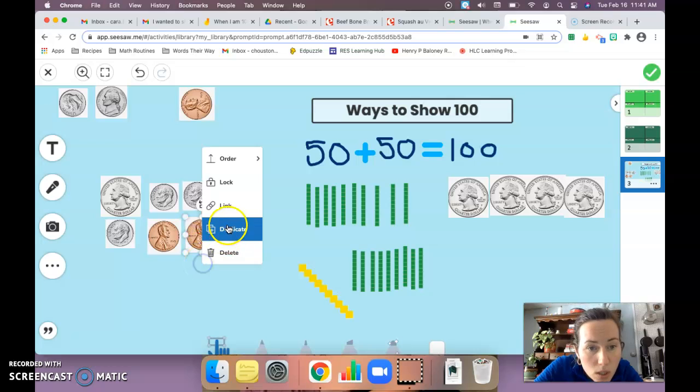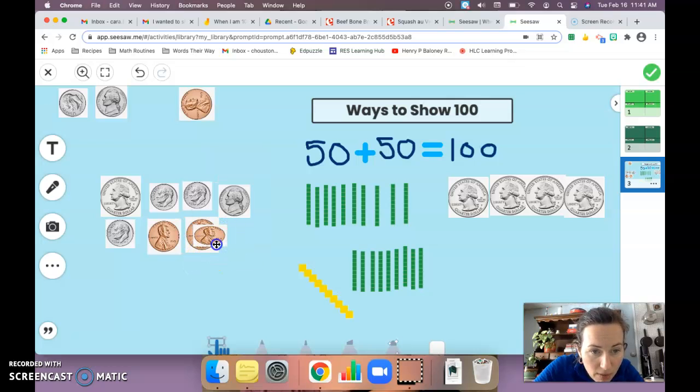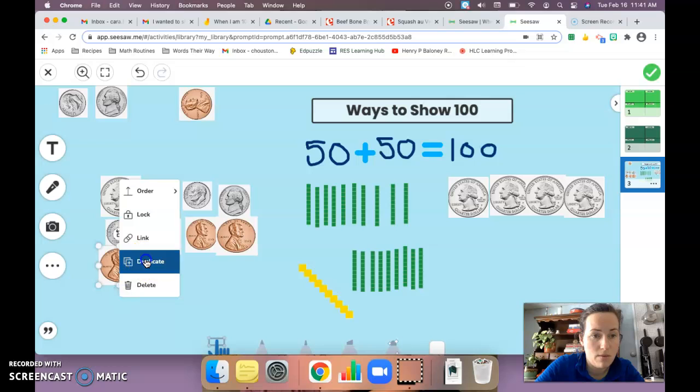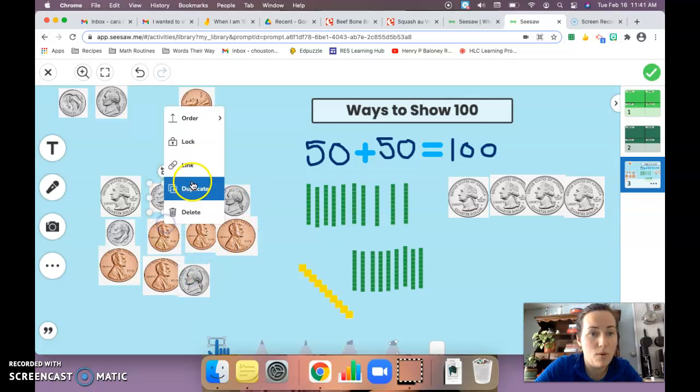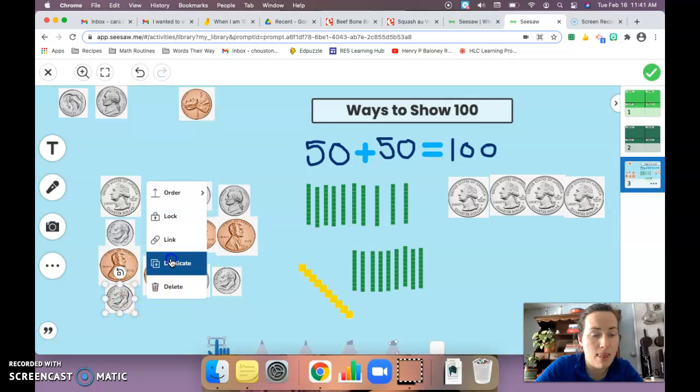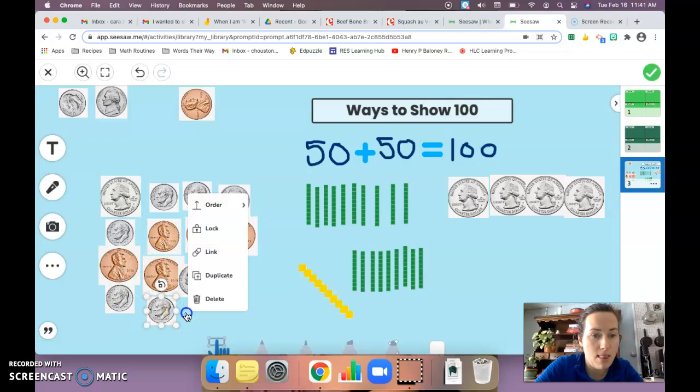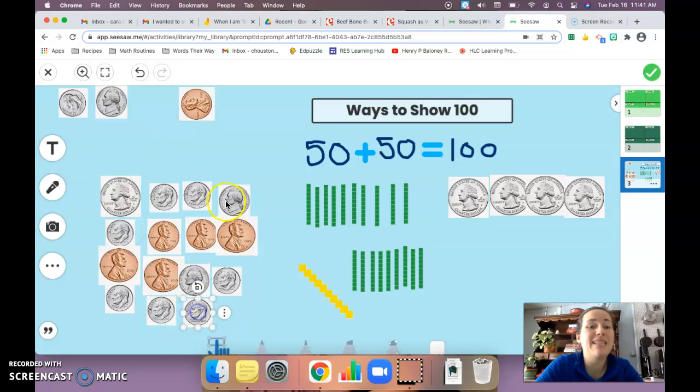51, 52, 53. Oops, if that ever happens, you can just move it around using these dots. 54, 55. Yeah, using those pennies is a lot, so maybe I'll go back to my dimes and my nickels. So there's 60, and then I'll just do 4 more dimes. 70, 80, 90, 100. So I could use a lot of coins to show 100.